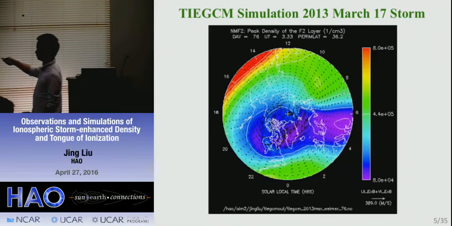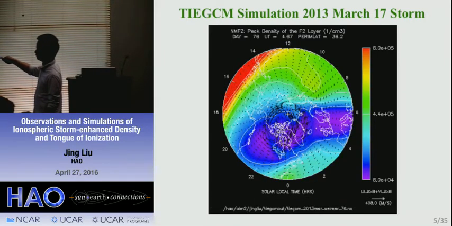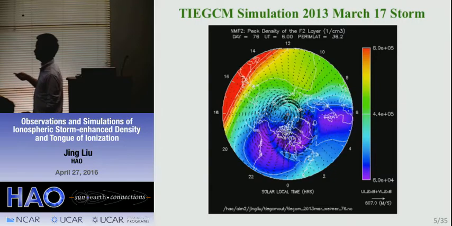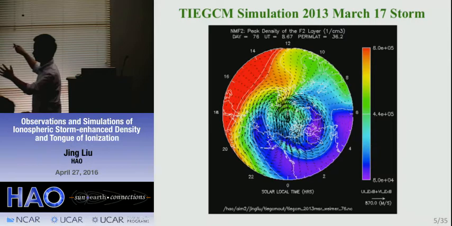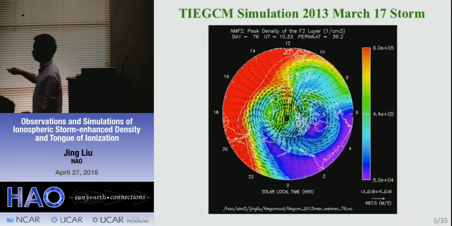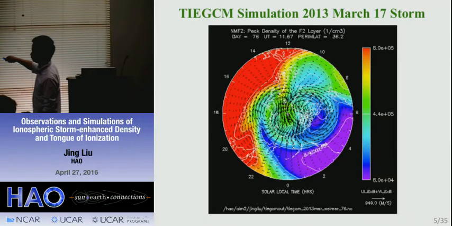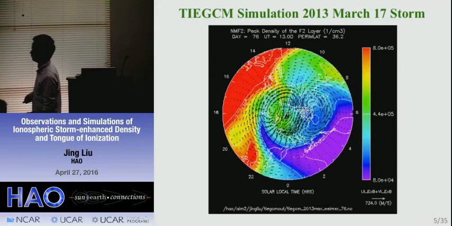After the storm commencement, we see the positive storm effects start to build up in the afternoon sector. And this two-cell convection also expands towards the low latitude. And we see this tongue-like structure was dragged into the polar cap.